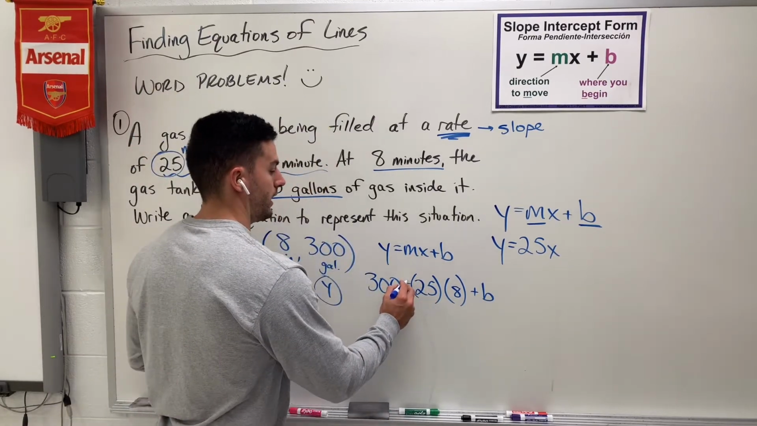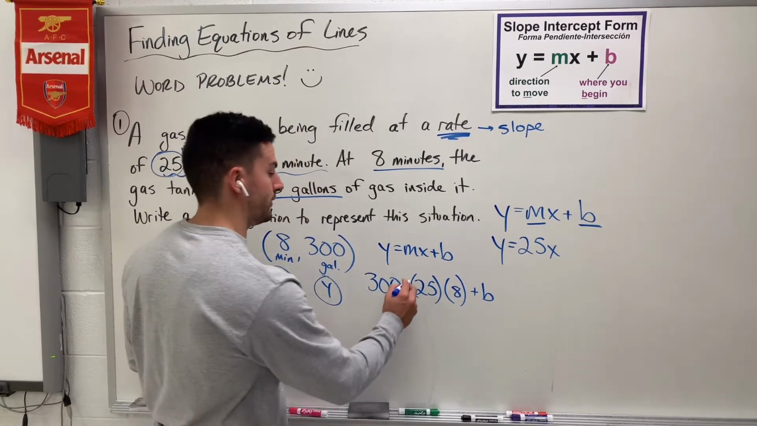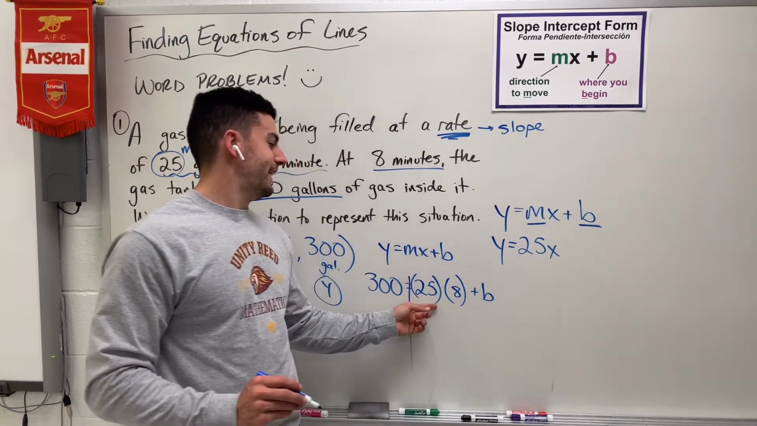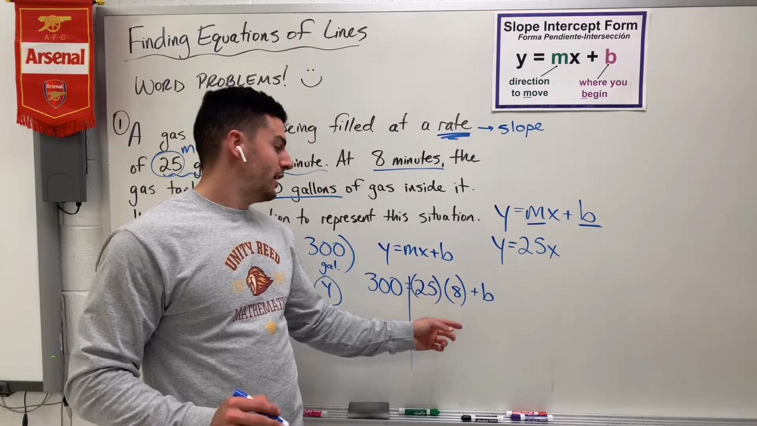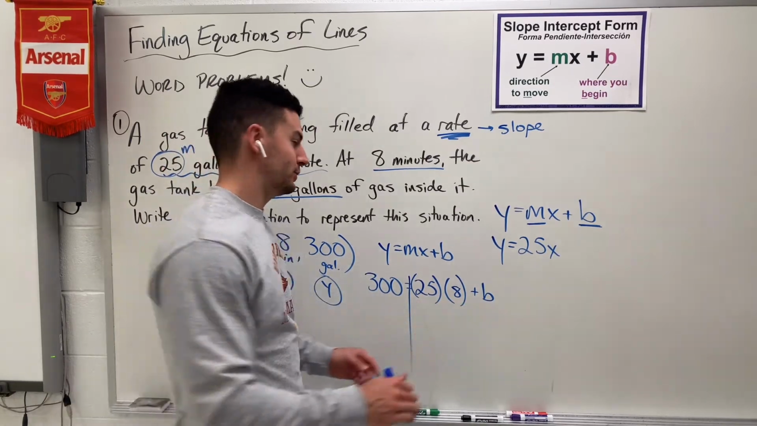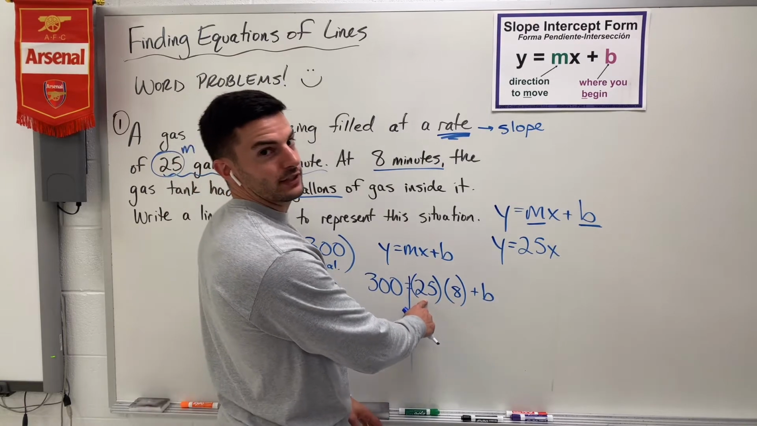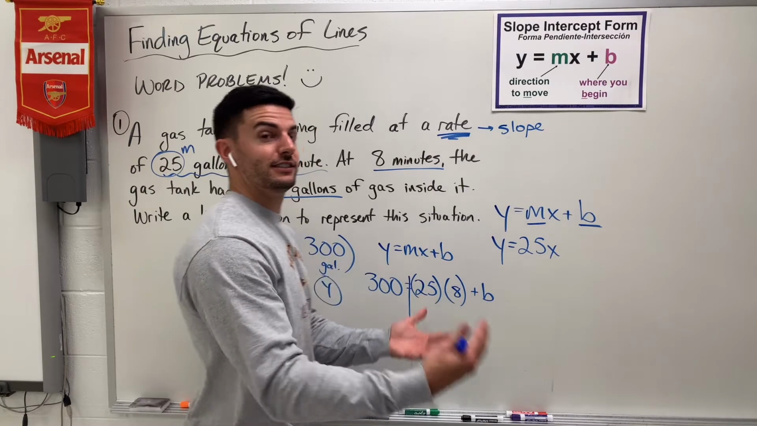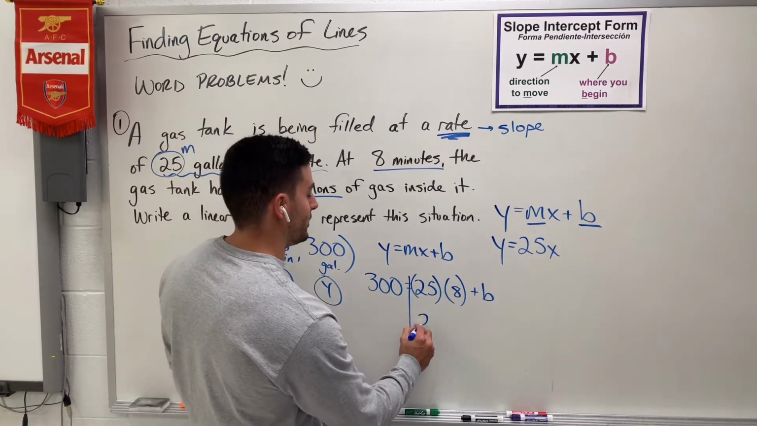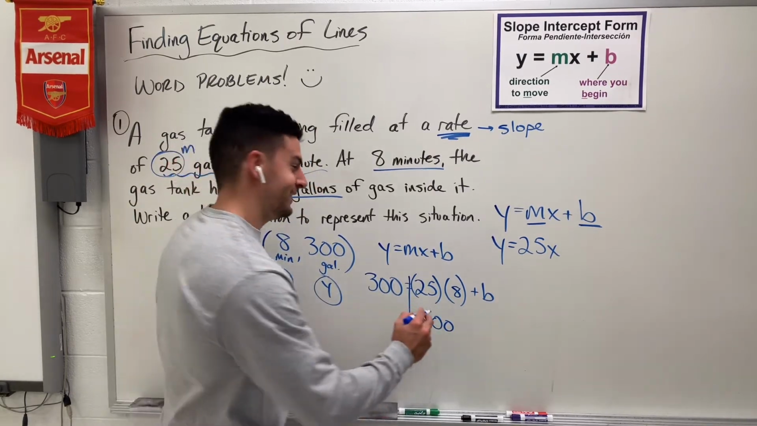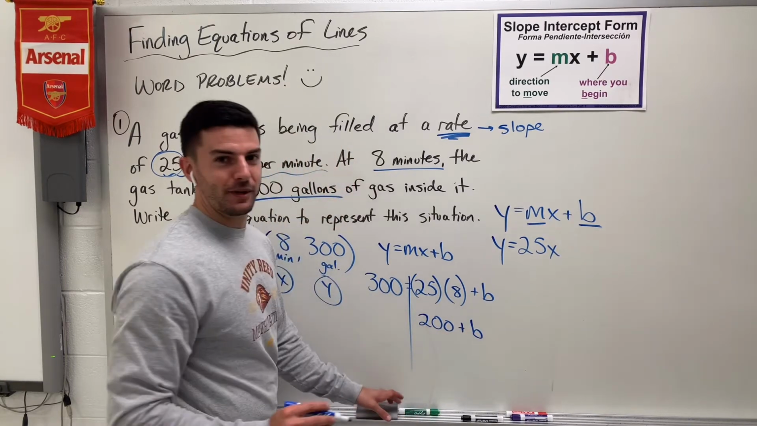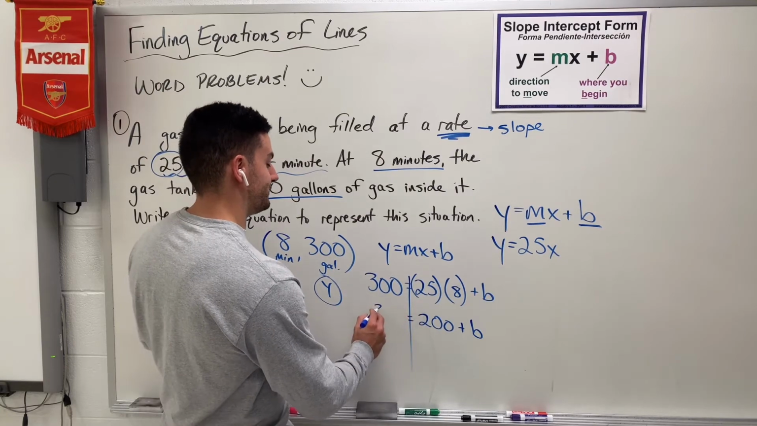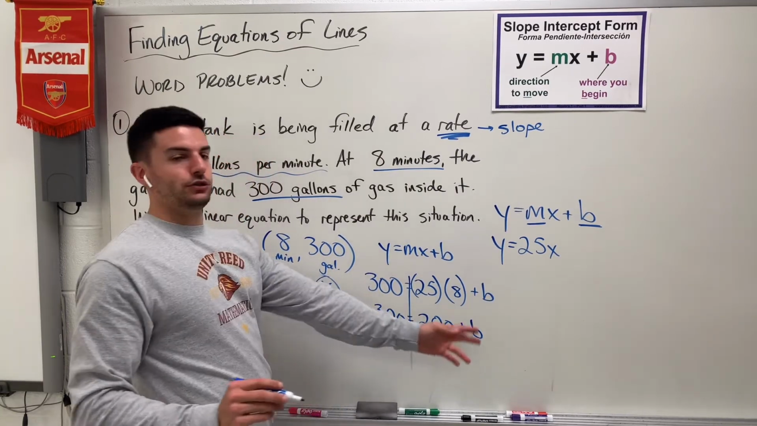So then I multiply 25 times 8. And a fun thing with 25 here, I like to think, if I had 8 quarters, how much money would I have? Each quarter is 25 cents, and if I had 8 quarters, I would have $2 or 200 cents. So 25 times 8 is 200. Isn't it fun learning stuff like that? So anytime you multiply by 25, you can just think, how many quarters do I have and how much money would that be? Anyway, so 300 equals 200 plus b.